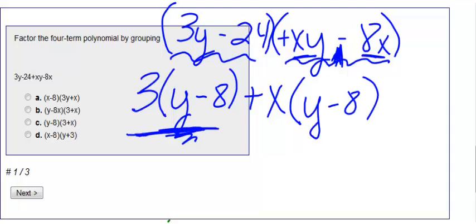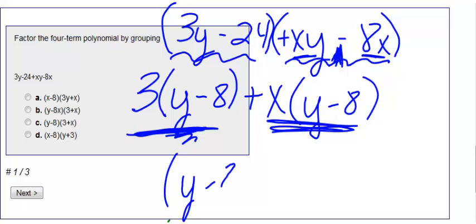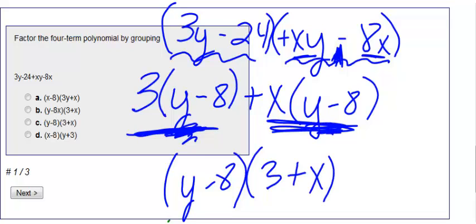Here's my terms now. I have this term and this term. I ask myself, well, what do they both have? They both have y minus 8. Therefore, if I pull out a y minus 8 here, I'm left with a 3. Pull out a y minus 8 here, I'm left with plus x. So my final answer is y minus 8 and then 3 plus x, which is choice C.